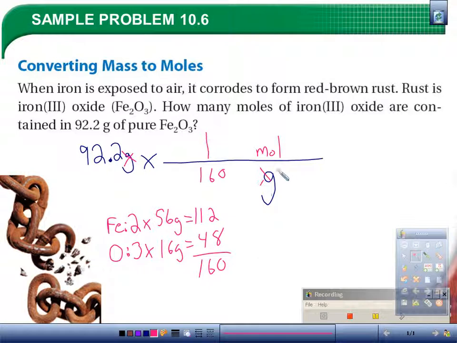I cross off my G units. And I multiply or divide that. 92 divided by 160. It's about, depending again on where you rounded it to, 0.578. So you get 160 times 92.